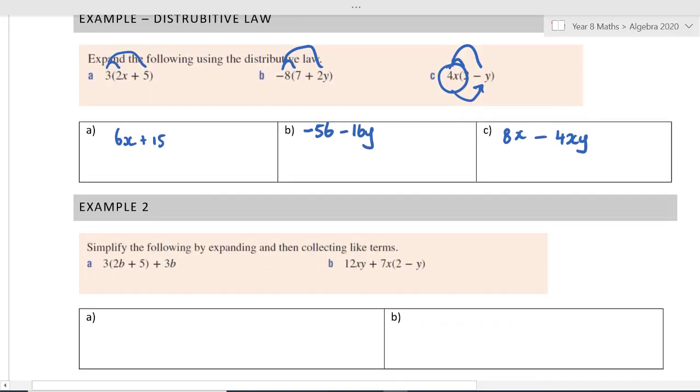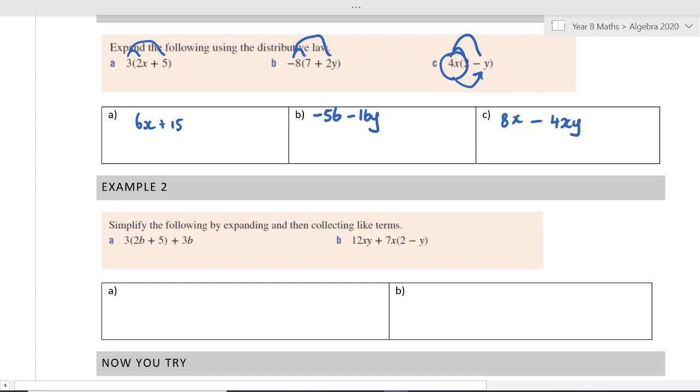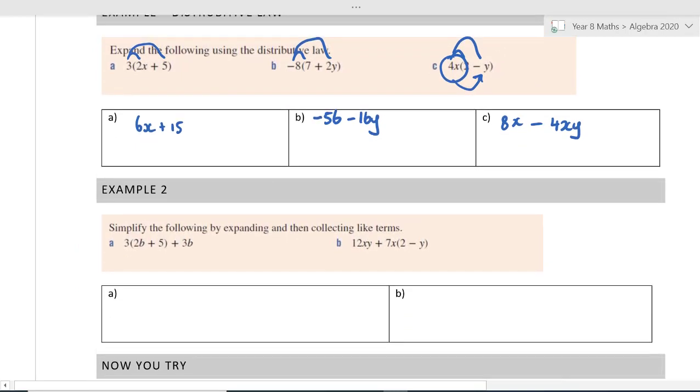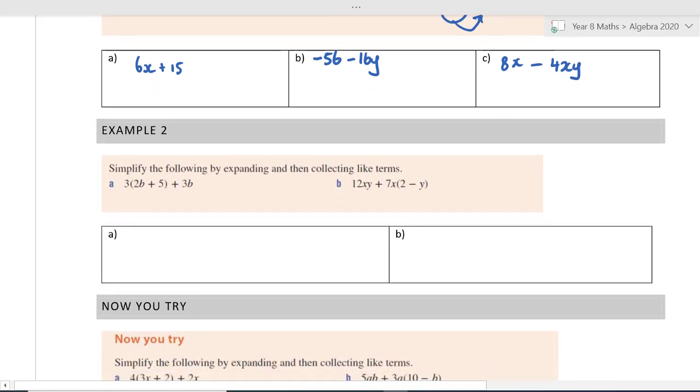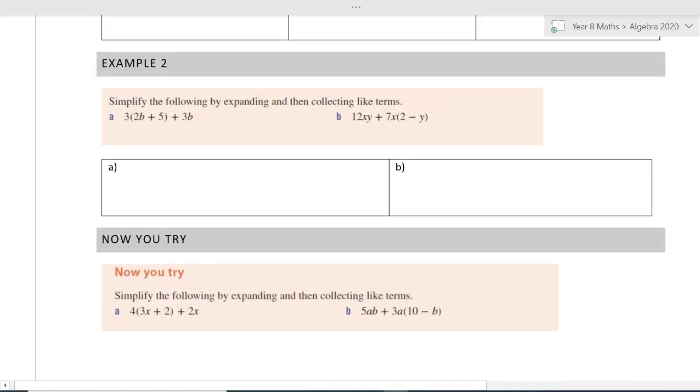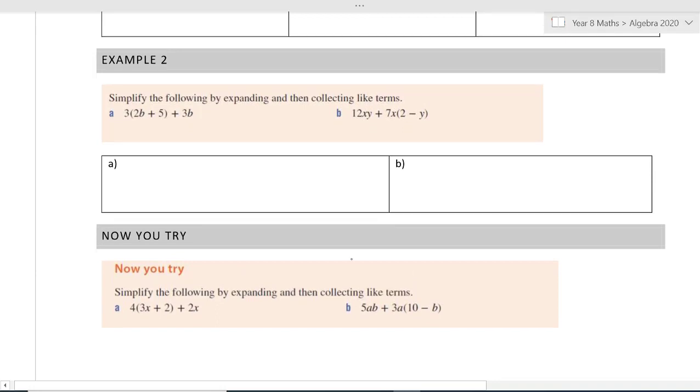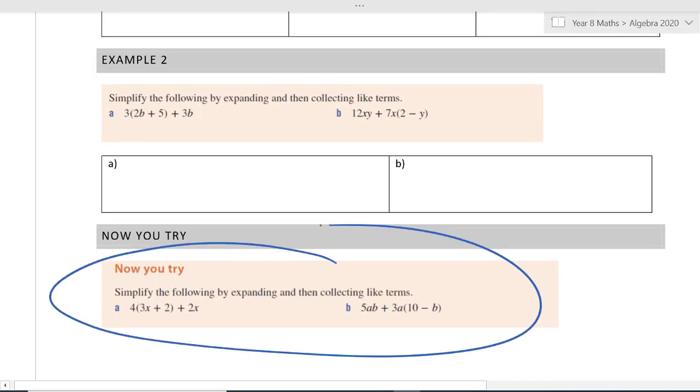Now, look, I'm going to leave these ones here because we've got more of those. What I'll suggest is I'd like you to try these ones yourself. The answers to those are in your textbook, if you check out the Now You Try section.